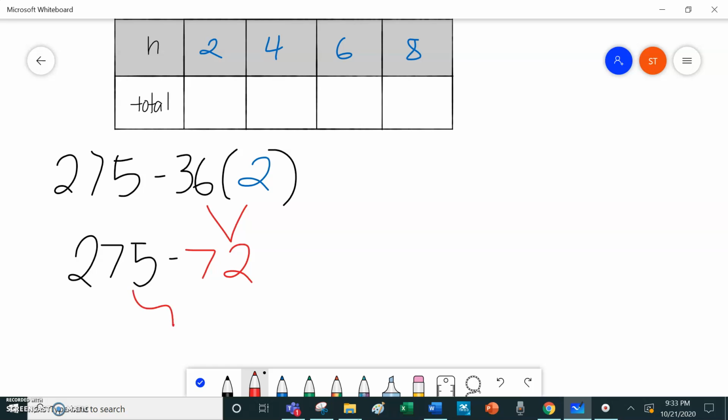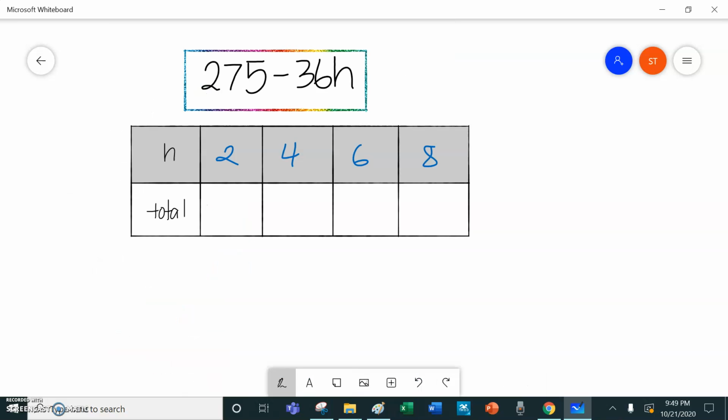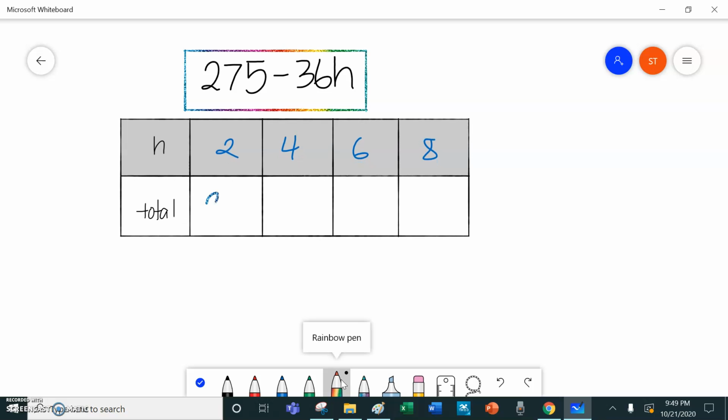275 minus 72 is 203. When I get 203, that's what I put into my table as my new output. When I put in 2, I get out 203. All right, so I know 203 goes in my table.